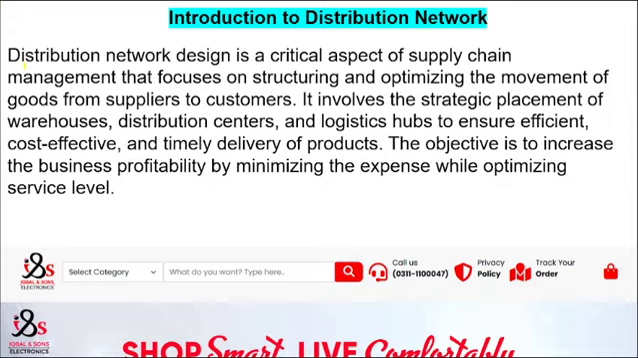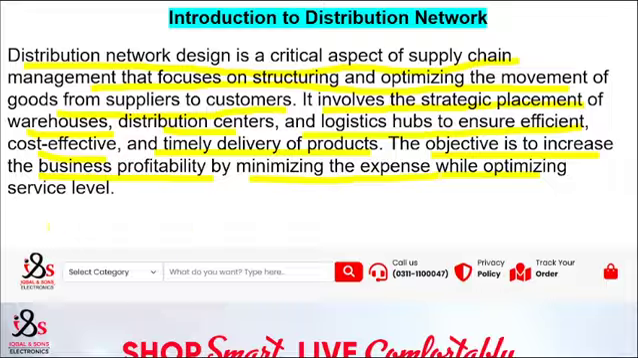Let's see what this slide says to us. Distribution network design is a crucial aspect of supply chain management that focuses on structuring and optimizing the movement of goods from the suppliers to the customers. It involves the strategic placement of warehouses, distribution centers, and logistics hubs to ensure efficient, cost-effective, and timely delivery of products. The objective is to increase business profitability by minimizing expense while optimizing the service level.